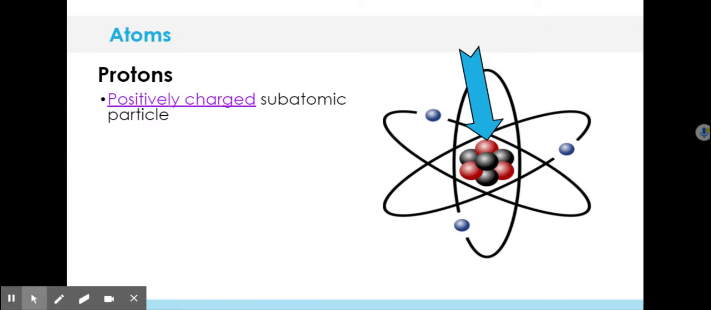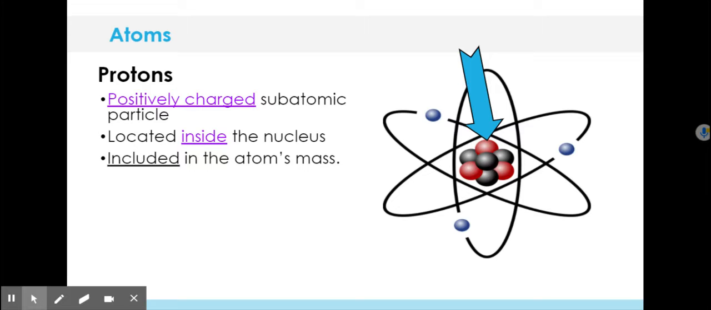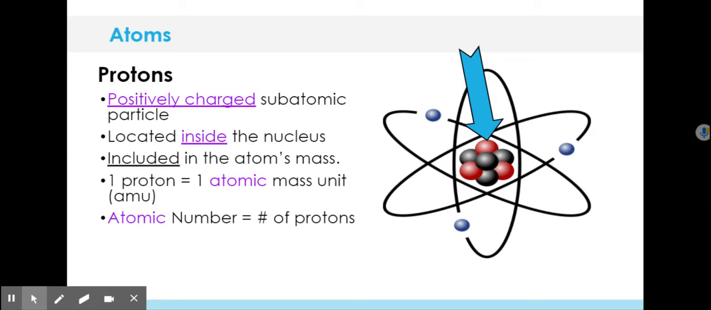Protons. Protons are positively charged subatomic particles. They're located inside the nucleus. They're included in the atom's mass. One proton equals one atomic mass unit. The atomic number tells us the number of protons. And protons determine the element's identity. So if the number of protons changes, then the element changes.